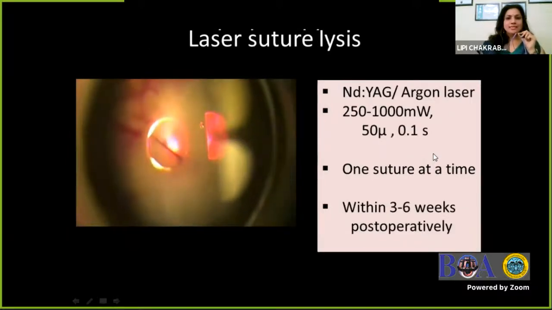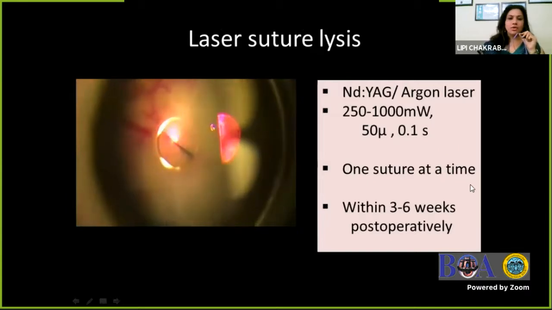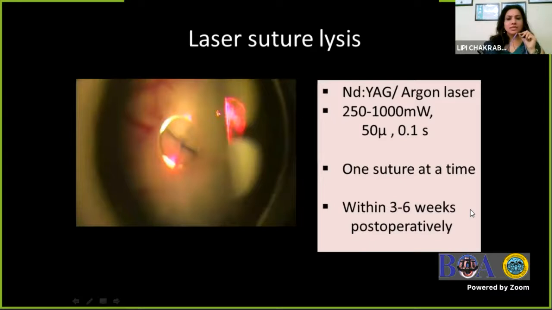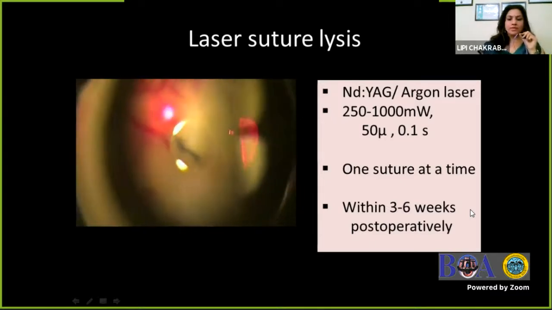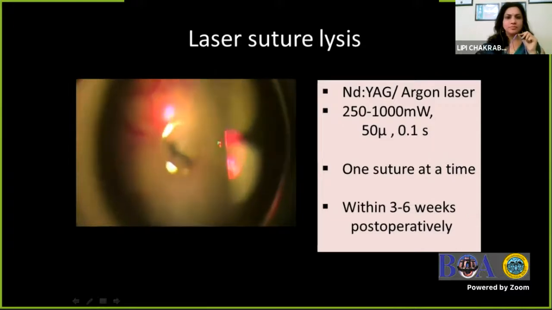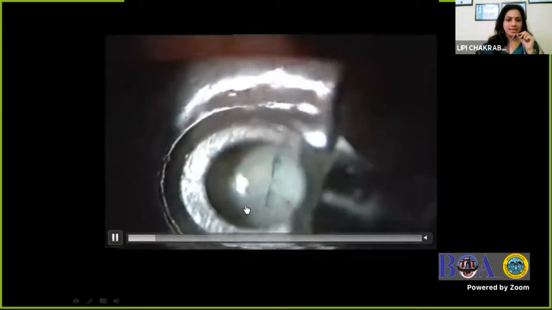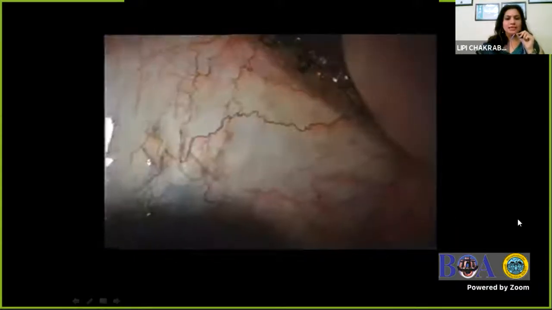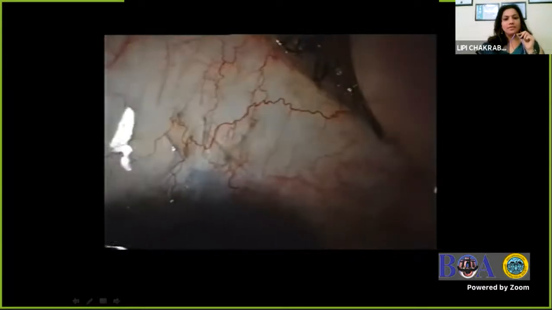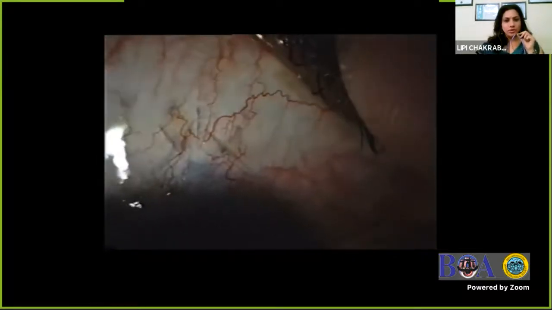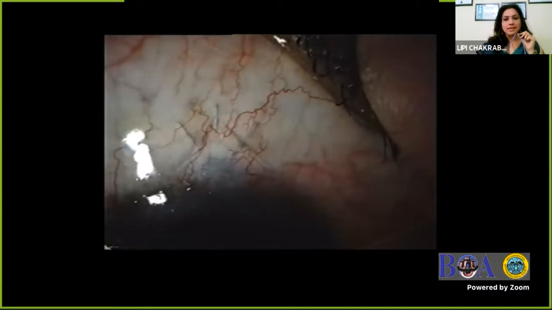Laser suture lysis, we all know the settings. Nd:YAG is mostly used. Again, one suture to be lysed at a time. And if this is done within 3 to 6 weeks post-operatively, it's going to fetch better results. That's what is advocated. So this was one of the cases where all 3 sutures have been lysed, fixed sutures, and still we are finding no bleb. It's a flat bleb. So what we resort to is digital massage.